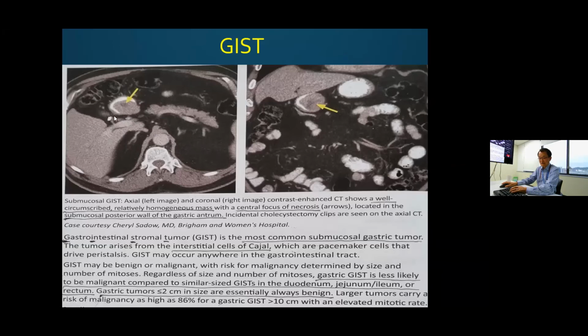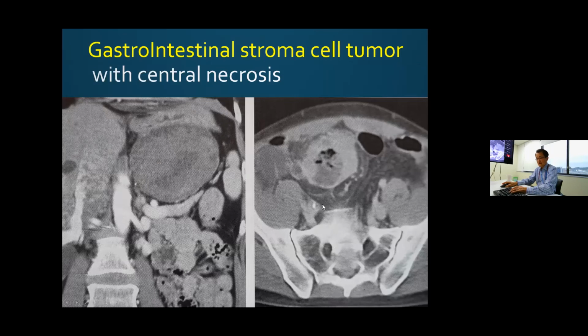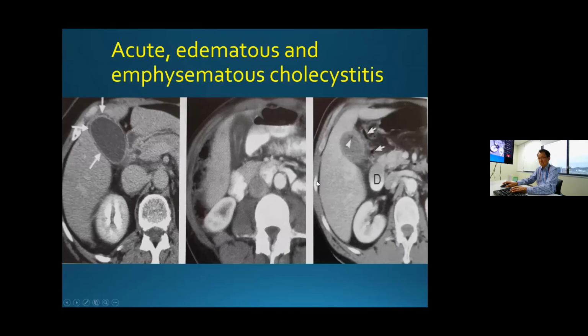Gastrointestinal stromal tumor, usually around the stomach, is the most common submucosal gastric tumor. The FDG PET scan shows it best. But this tumor can occur in any place in the abdomen, though the stomach area is most common. Okay.